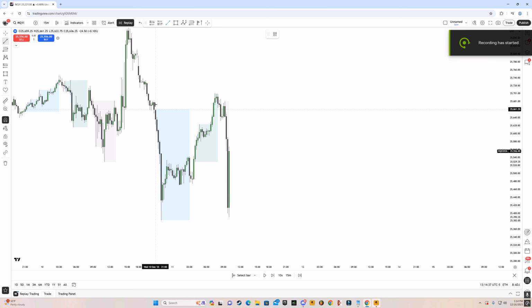All right, guys, so here is example number 1. So you can see that we have taken out the Asia high over here, and now after 9:30, we have created this fair value gap on the 15-minute time frame, not the 5-minute, okay?